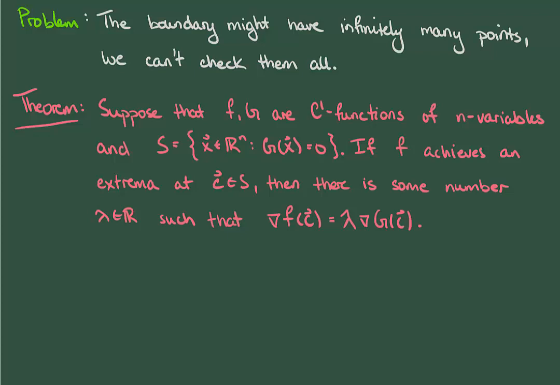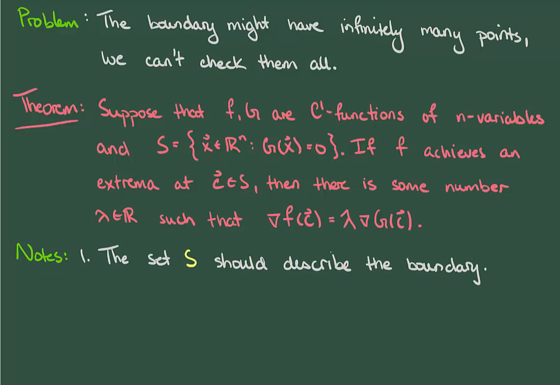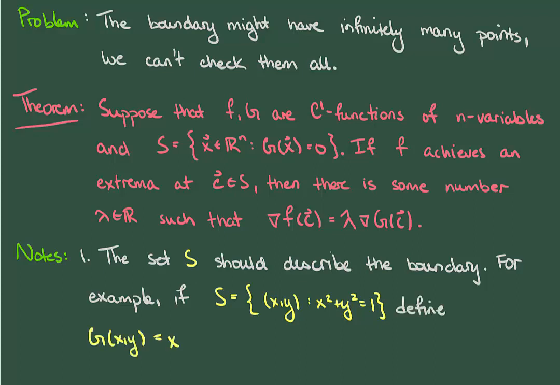Before jumping into an example, it's worth pointing a few things out. The first is this weird set S and what its relationship to g is. Since S should represent the boundary, if the boundary is described by an equation, we use that equation to define g. For example, if S was the unit circle, then the equation defining S is x squared plus y squared equals 1. This means that our function g is x squared plus y squared minus 1, so that S corresponds to the set of points where g is 0.